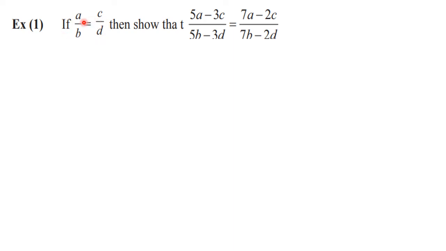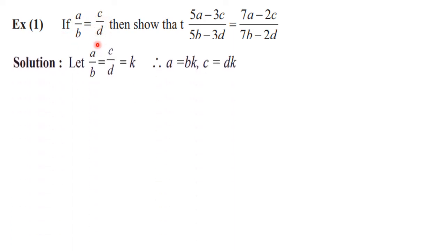Now, these are the two ratios, and we are going to use the K method. That means we will assume these two ratios as K. Okay, so we will write down, let A upon B is equal to C upon D is equal to K, and therefore A is equal to BK. See, the cross multiplication is done. A is equal to BK and C is equal to DK. That means now here in the question, we will replace A by BK and C by DK, and then we will get the answer.